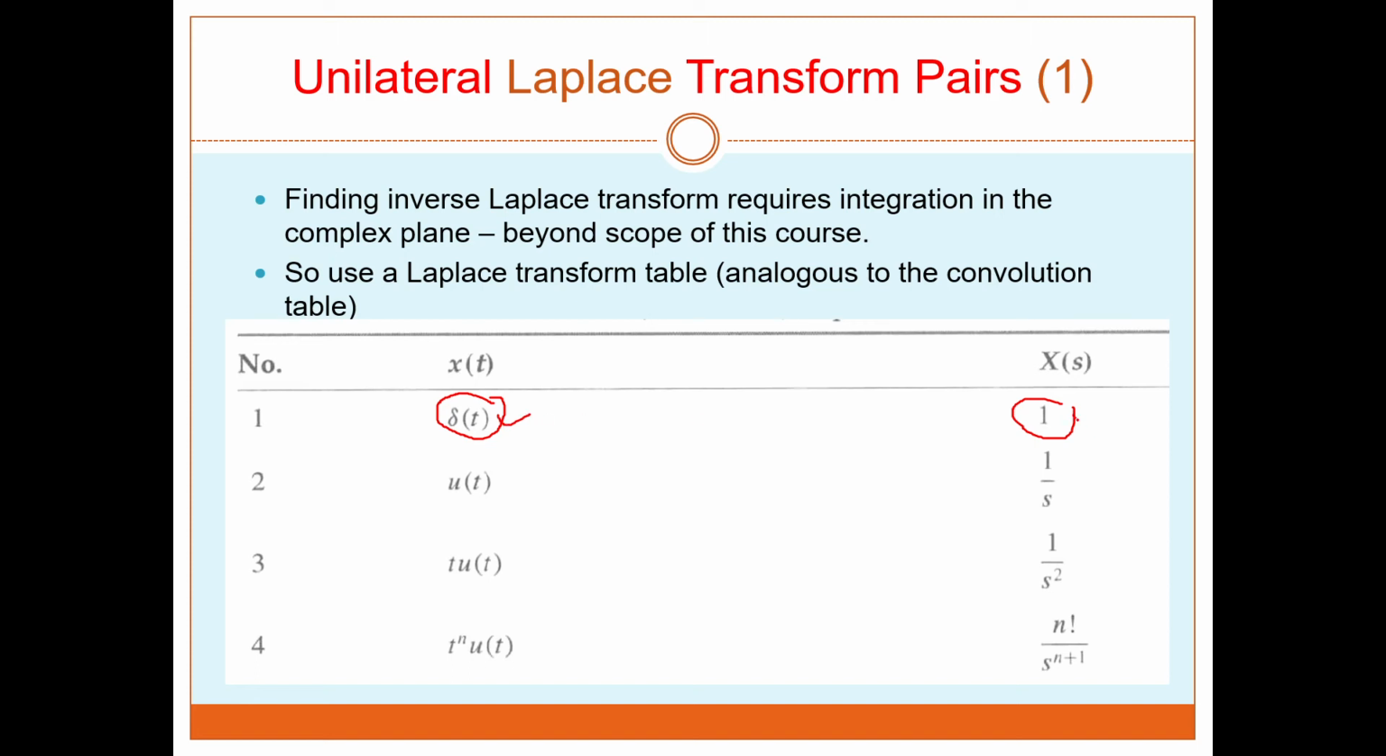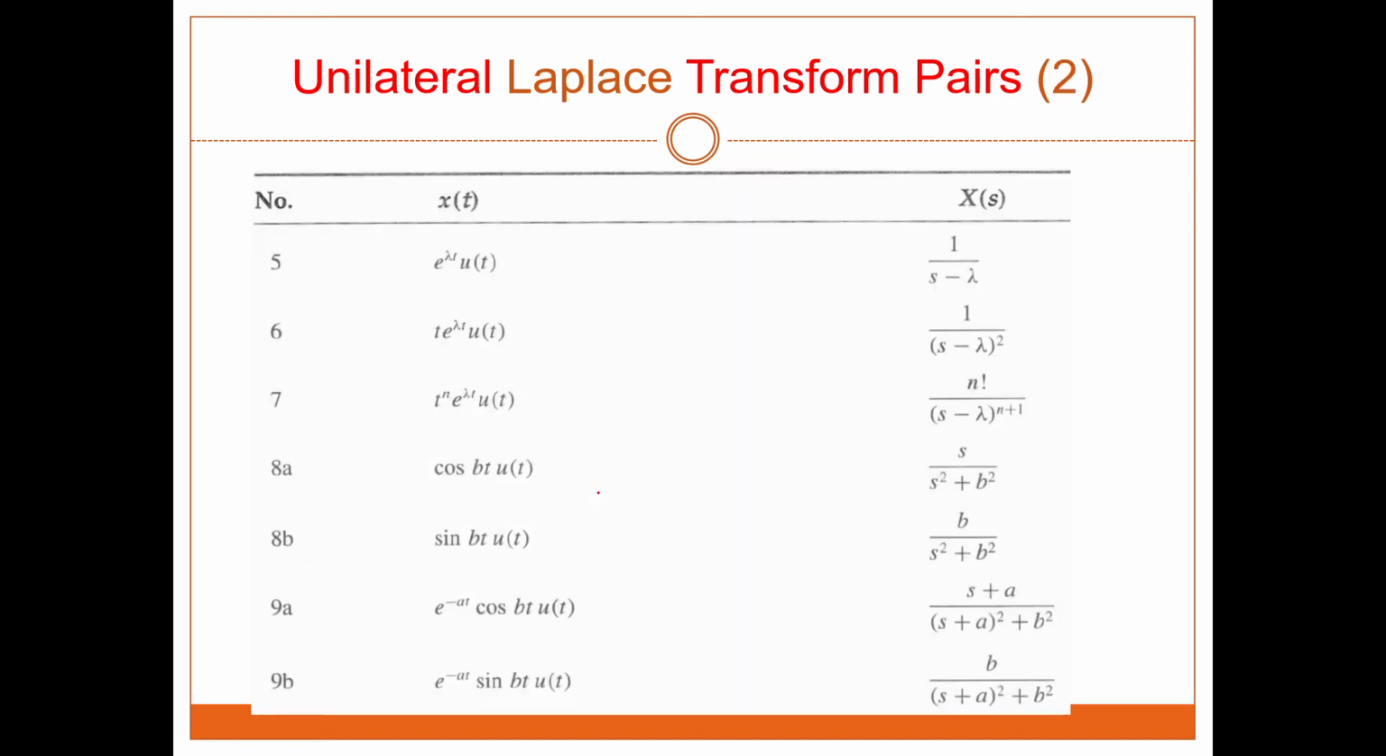But now we want to find from X(s) to x(t). Previously we saw this table going from x(t) to X(s), but now we want to find the inverse, so we can still use this table. So we identify the partial fractions, and then we find the matching entries. Okay, let's see one example.